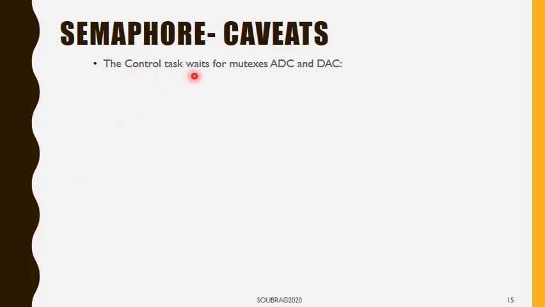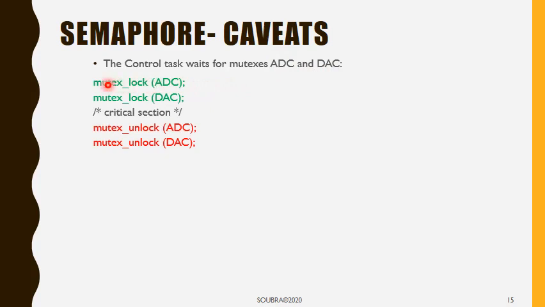So the control task, remember, critical sections, so we're systematically using mutexes, so it needs both semaphores, which are mutexes here, to deal with the ADC and the DAC. Makes sense. So basically, I'm going to try and lock the ADC, and then I'm going to lock the DAC, execute the bunch of instructions that are considered critical, and then I'm going to unlock that one and then unlock that one. I would have unlocked it the other way around. Doesn't really matter as long as I'm unlocking it.